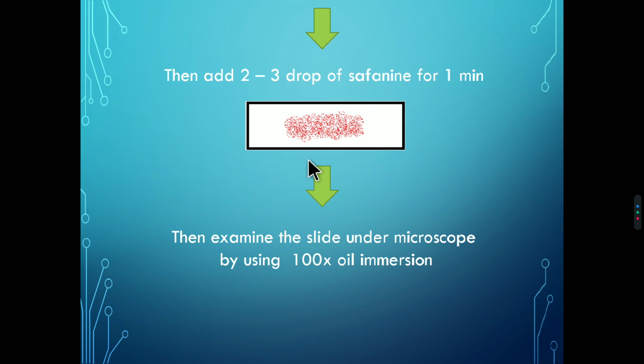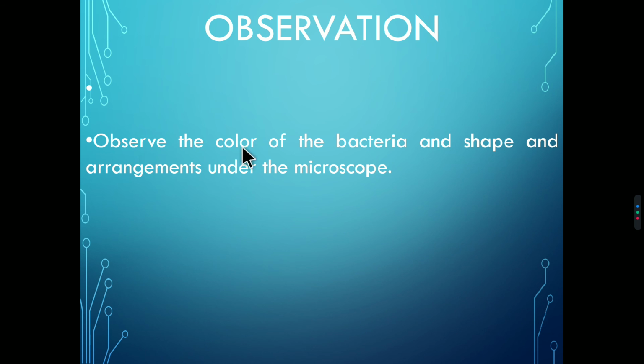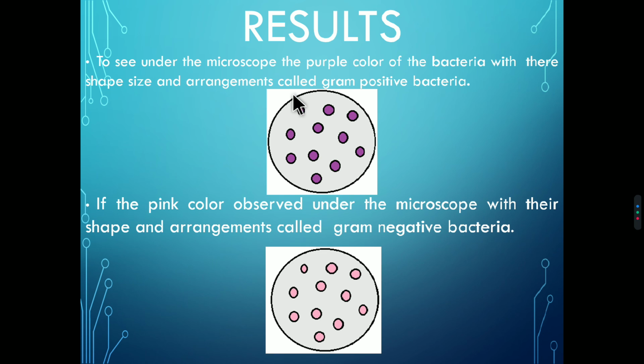Then allow the smear to air dry. Then examine the slide under the microscope. Observation: observe the color of bacteria, and their shape and arrangements under the microscope. Those bacteria that give purple color are called gram positive bacteria, and those bacteria that give pink color are called gram negative bacteria.